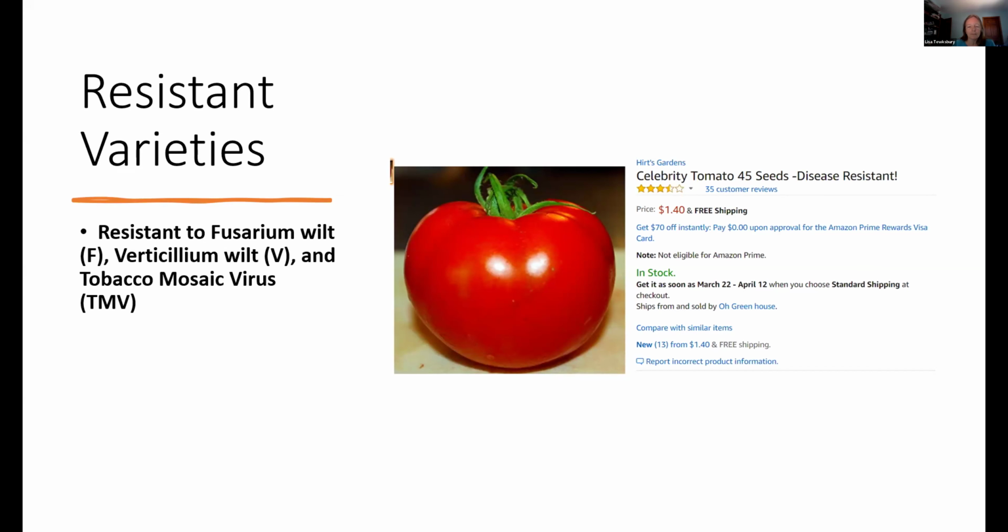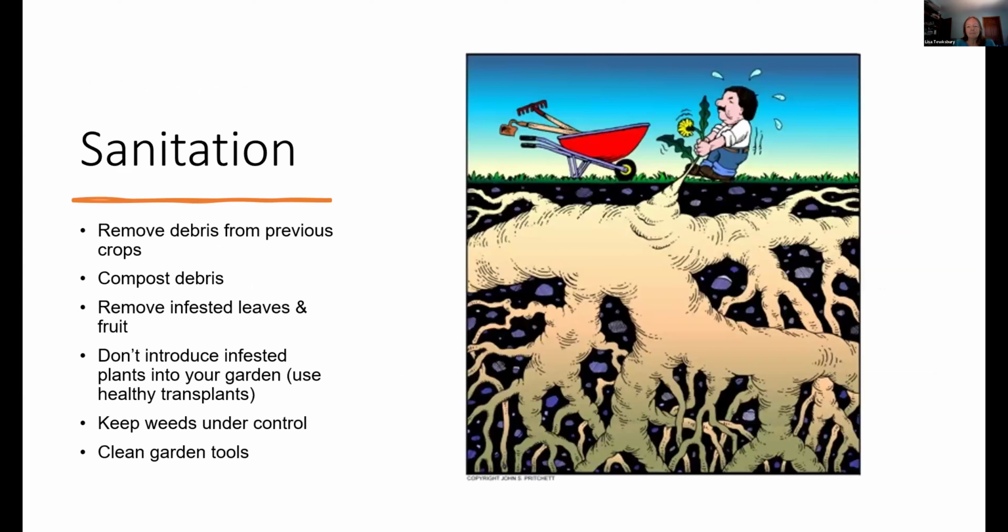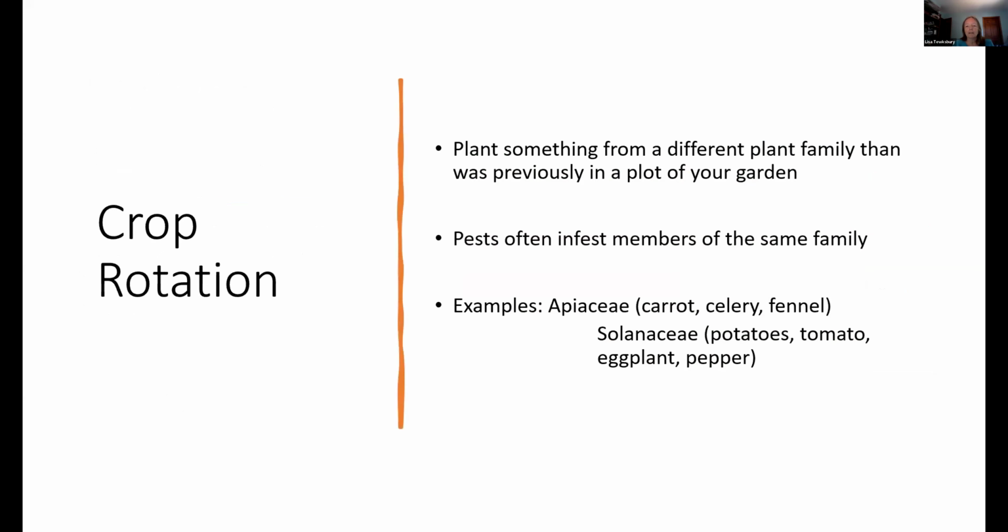Then having resistance is certainly a start. Luckily, I've never pulled a dandelion with a root like that, but there's just a little example of cleaning your tools, removing infested leaves, trying to bring in healthy transplants. All of these things help, are in this sort of prevention part of pest management. And then I already mentioned crop rotation, so something from a different plant family. So I already mentioned solanaceous, but it could also be carrots, celery, things like that.